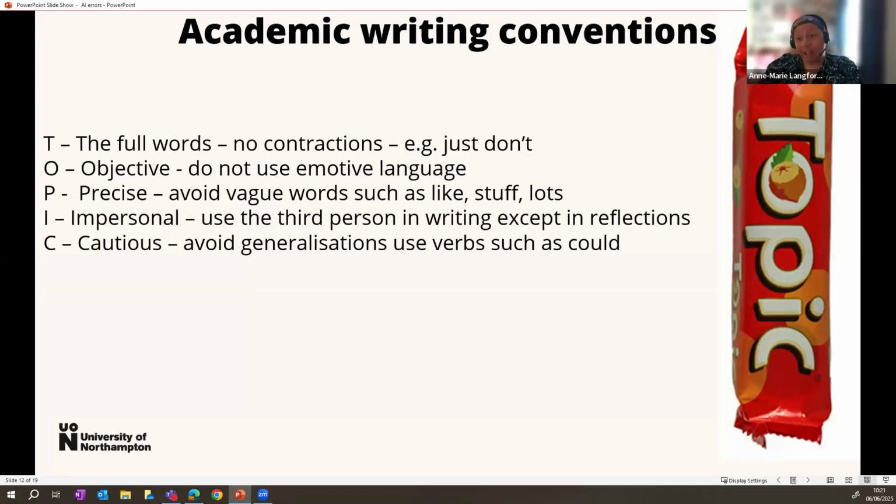So it's modeling. It doesn't have to be great. You can take something that's a bit shoddy and develop it. So here's our old friend, the topic checklist.